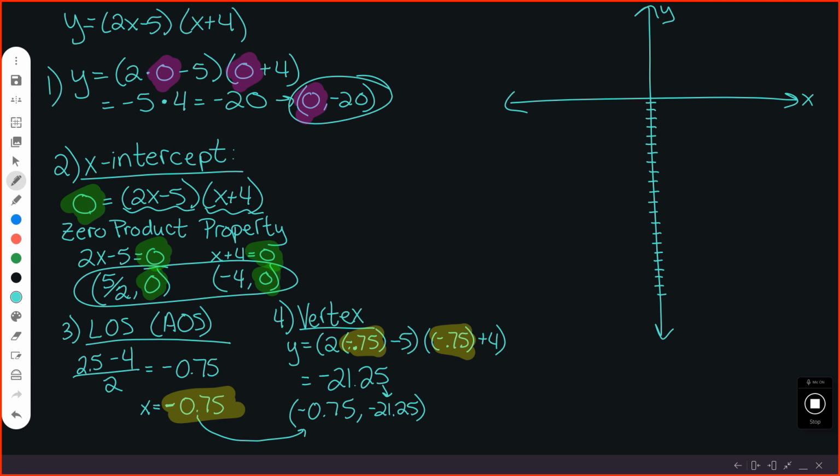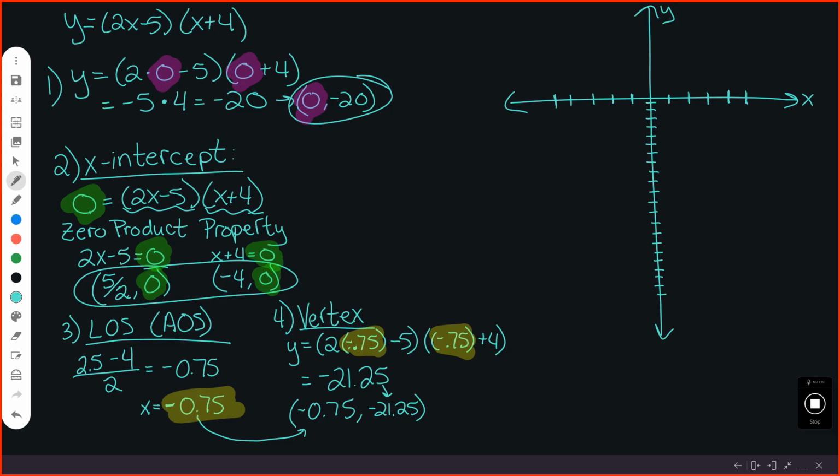Okay. And then out here, I'm going to make the scale a little bit bigger. 1, 2, 3, 4, 5, and then the same on the other side. 1, 2, 3, 4, 5. Now, obviously, if you're using graph paper, your scale is going to be more consistent than mine is, but I tried to do the best that I could.